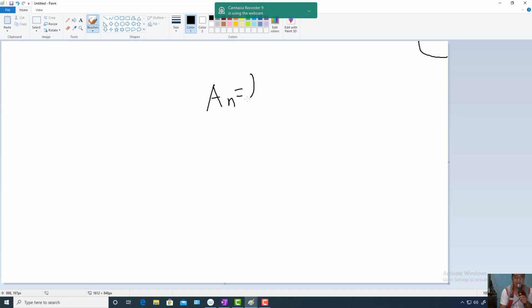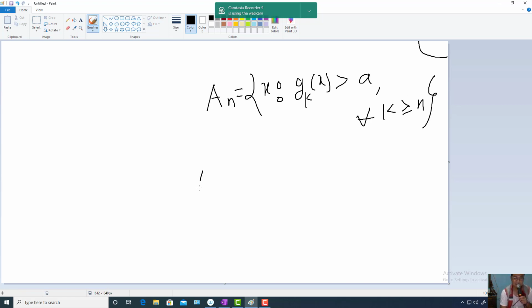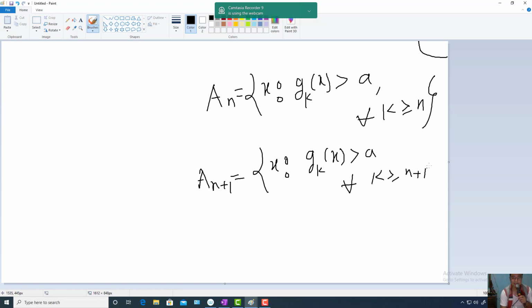A_n is equal to the set of x such that g_k(x) is greater than a for all k greater than or equal to n. All right, so that means what? Then what is A_{n+1}? A_{n+1} is equal to the set of x such that g_k(x) is strictly greater than a for all k greater than or equal to n+1. This is your n+1.